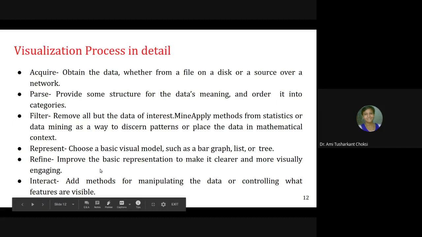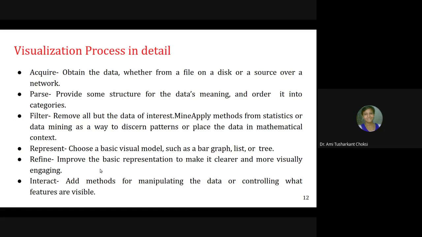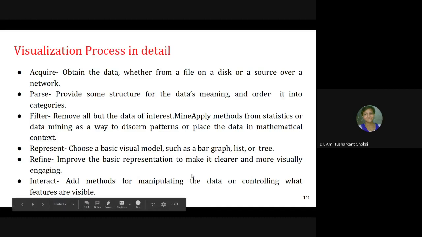Say you have made a graph, but it is not clear for interpretation. Then you refine that representation. Okay. After that comes interact. What is that? Add methods for manipulating the data or controlling what features are visible.